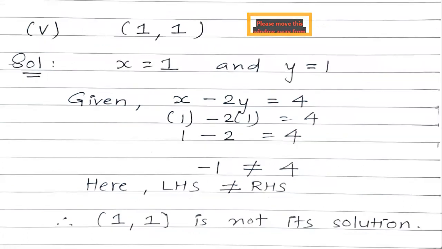Likewise, for the fifth one, the x coordinate is 1 and the y coordinate is also 1. All that you're supposed to do is replace the value of x and y, go through the calculations, and you will find again in this case too, LHS is not equal to RHS. LHS is minus 1 and RHS is 4. So what can we conclude? That 1 comma 1, the fifth option, is not the solution for the equation x minus 2y is equal to 4. I hope you all have understood how to conclude whether the given option is a solution of the given equation or not.